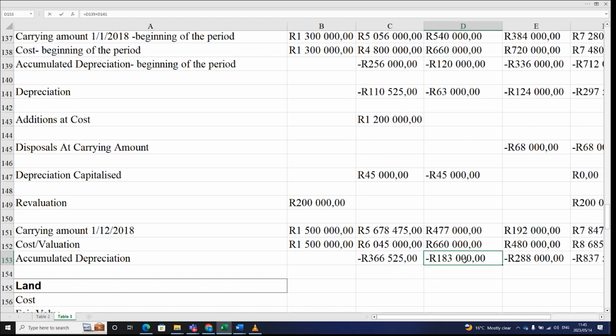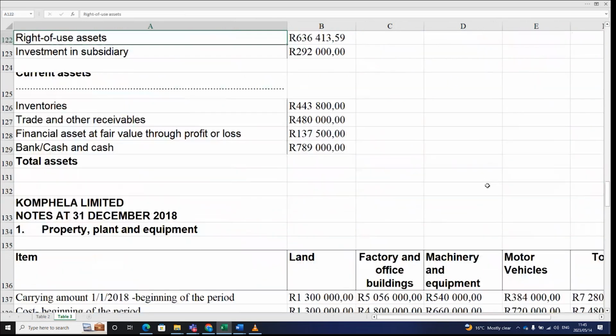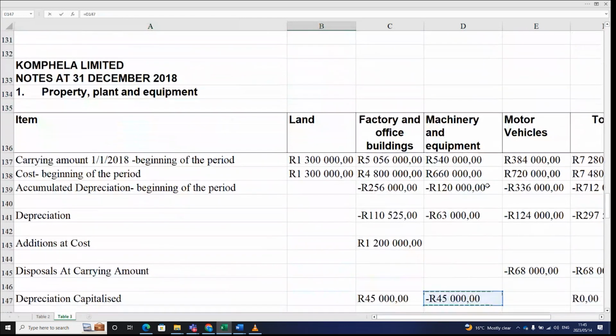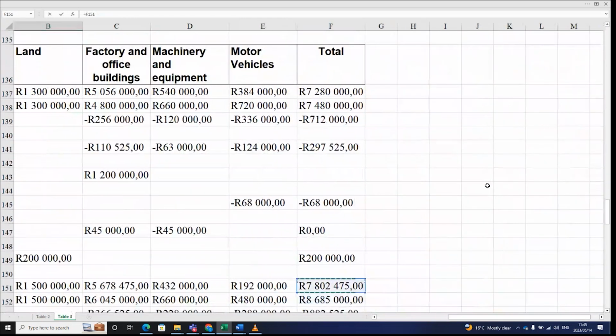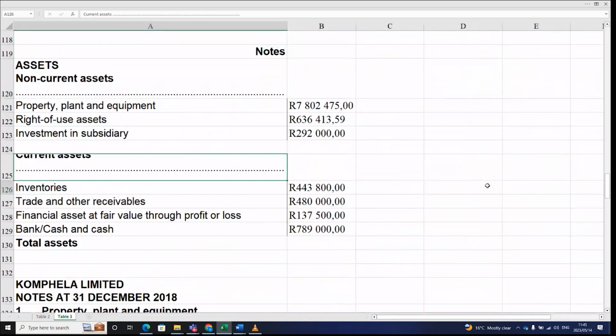So that's your note. There you have it, right? Then when you combine all the carrying amounts, it comes up to 7.8 million, and that's what you have disclosed as PPE. So that's how you approach a question like this.